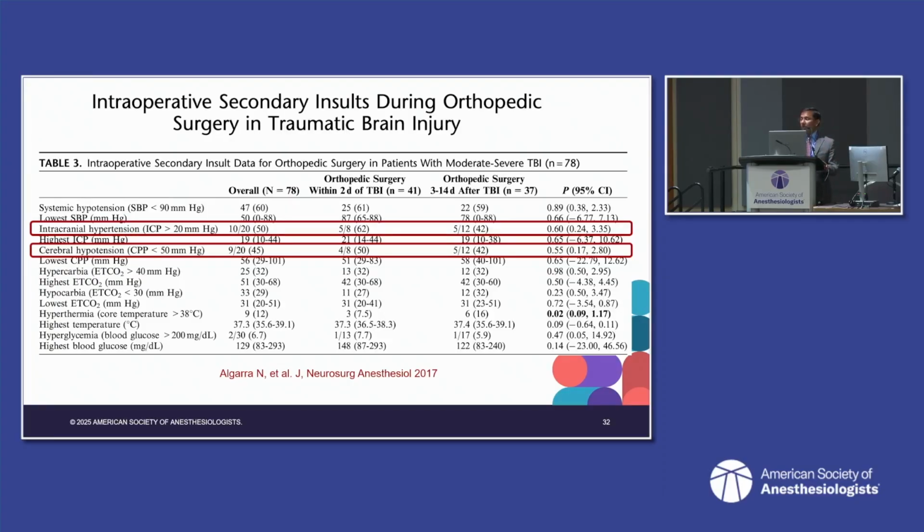And it's not uncommon to see the anesthesiologists actually even disconnect the ICP monitor as the patient arrives in the operating room from the ICU. This is a really small study, and it's hard to argue for anything concrete based on this.